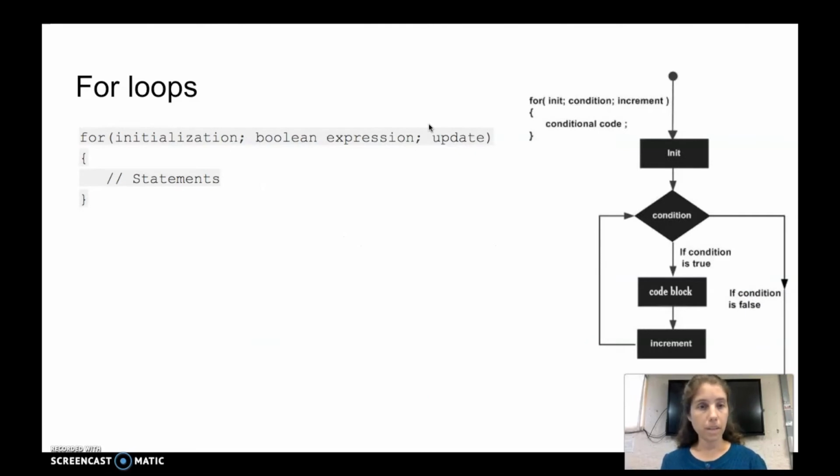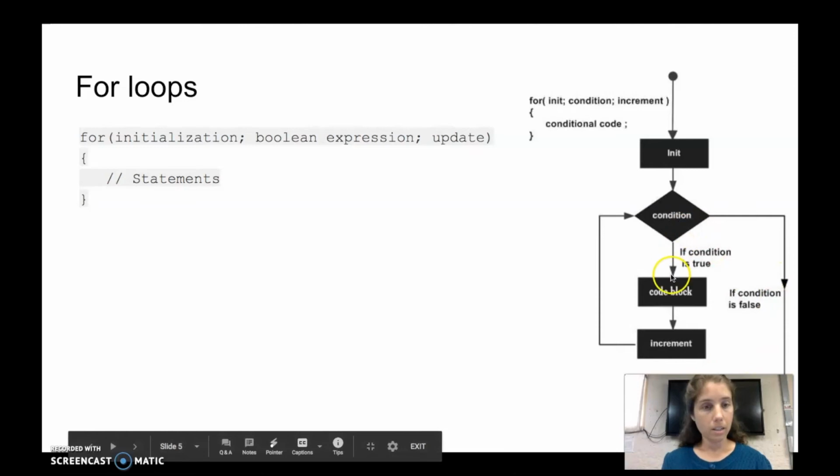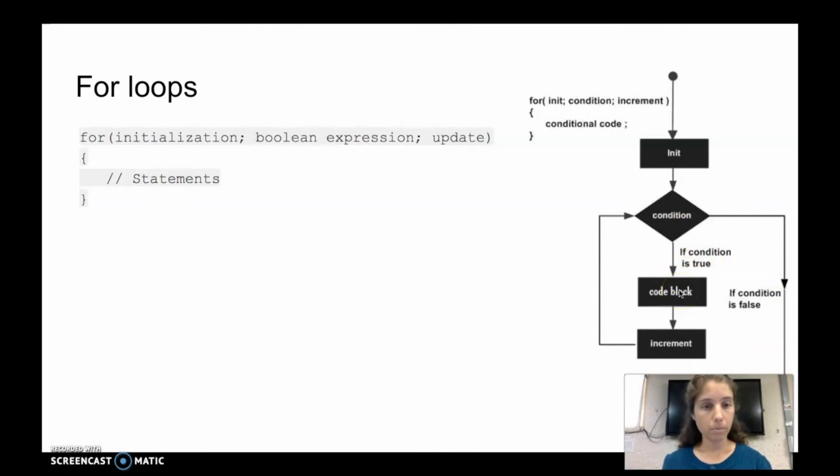So here's a visual of that. We start with our initialization, check our Boolean expression or condition. If it's false, we end. If it's true, we do the body of our for loop, then our increment or decrement, and then check our condition again.